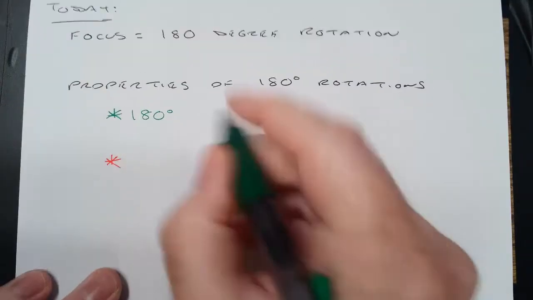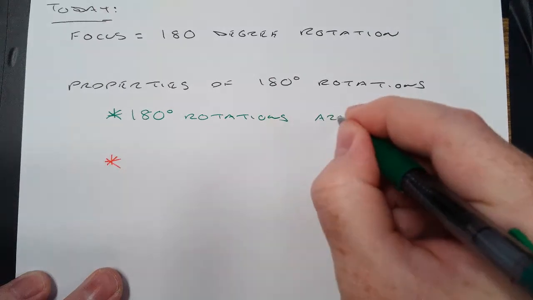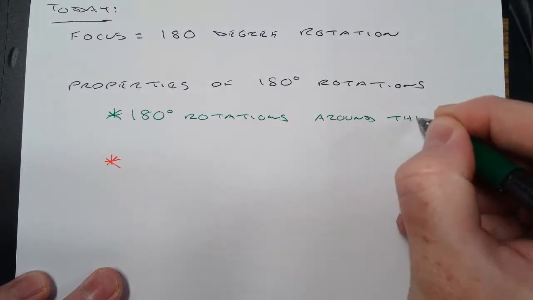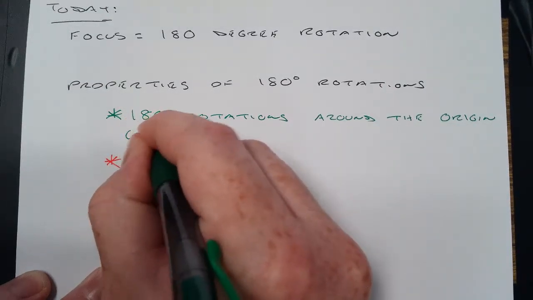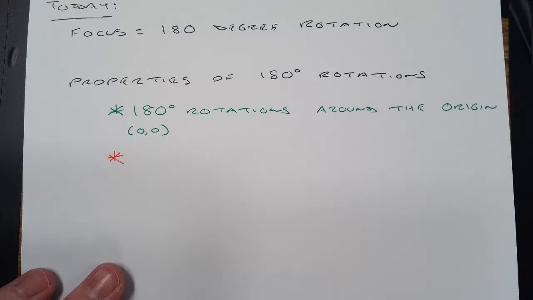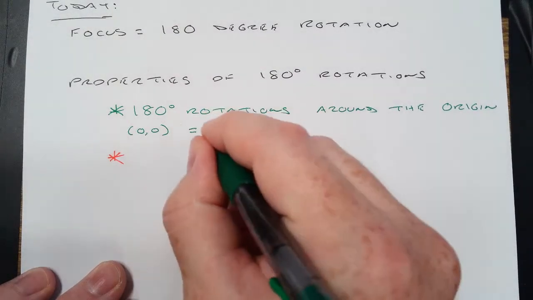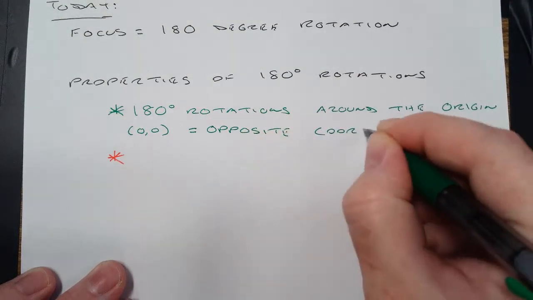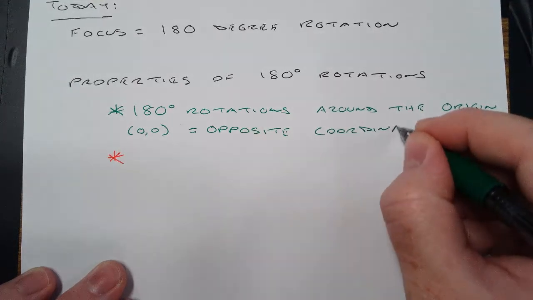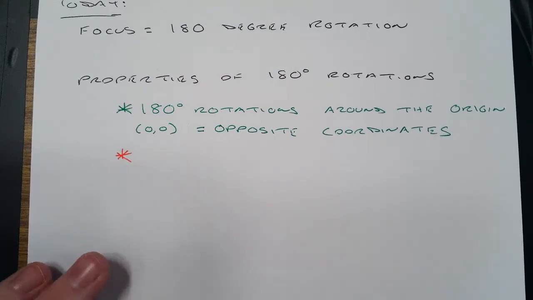180 degree rotations around the origin, and remember the origin is 0, 0, so 180 degree rotations around 0, 0 equal opposite coordinates. 180 degree rotations make opposite coordinates. That's the first property we're going to talk about today.